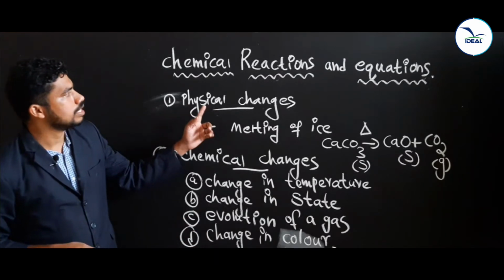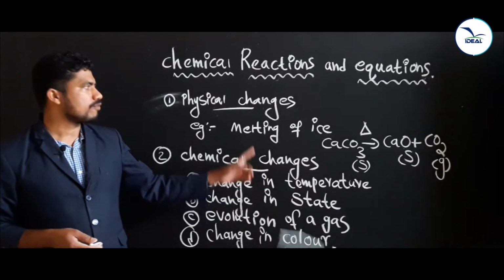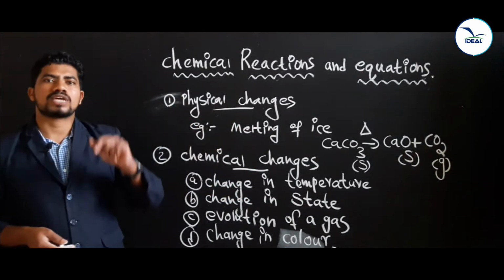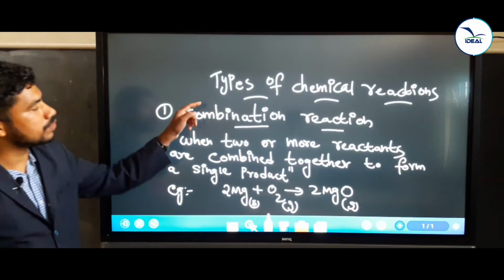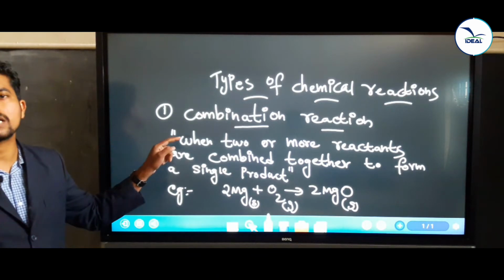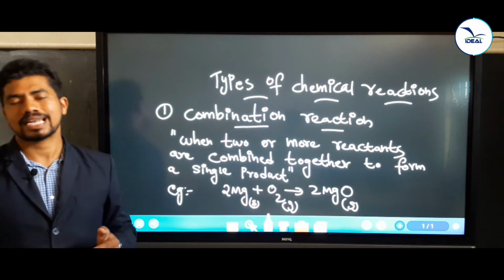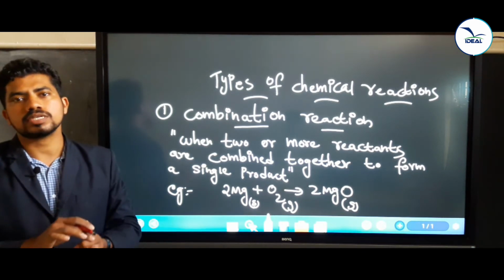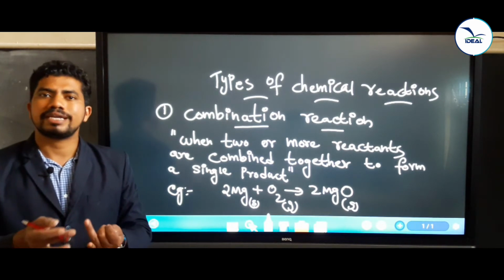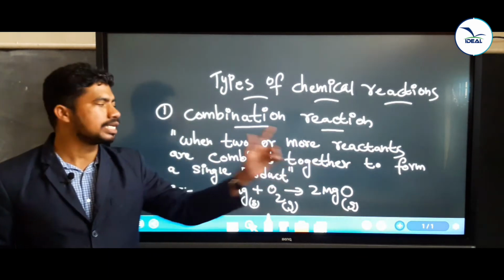So I discussed with you the introduction of this chapter, physical changes and chemical changes. After this topic, we will directly go to the discussion regarding the types of chemical reactions. Next, we are going to discuss the types of chemical reactions. Actually, the chemical reactions are classified into 4 types: combination reaction, decomposition reaction, displacement reaction, double displacement reaction. This is the first type, combination reaction.